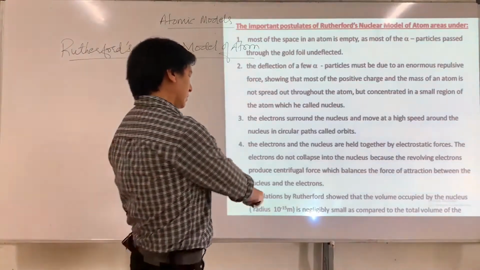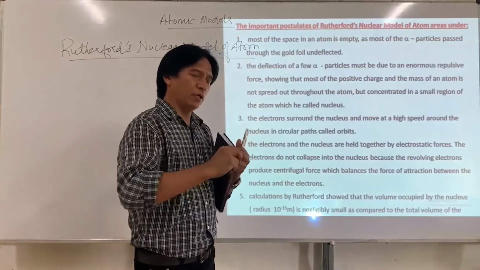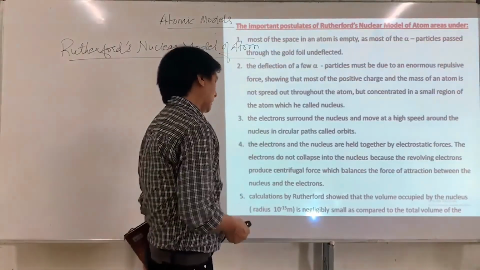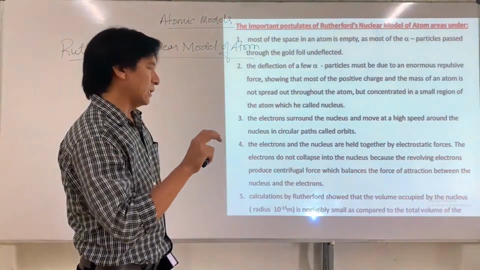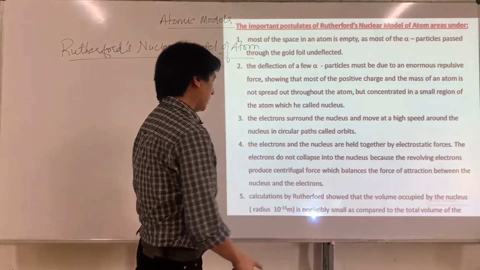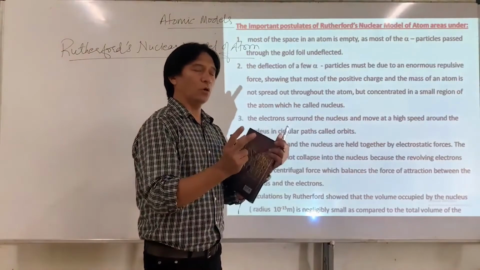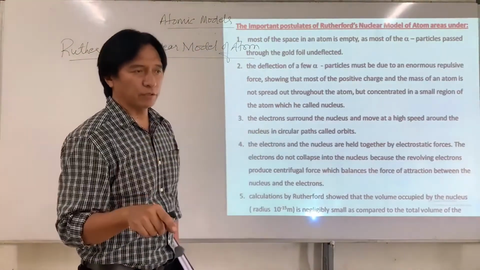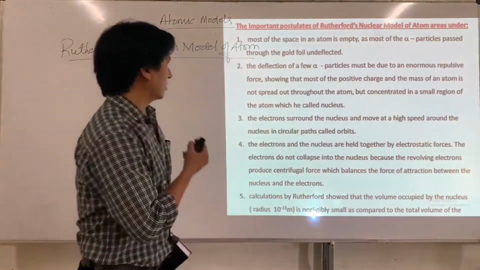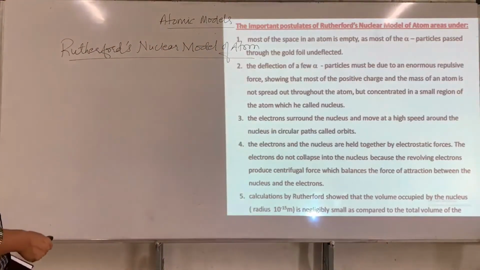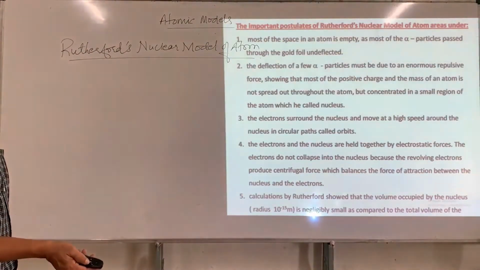Anyway, so the volume occupied by the nucleus is very small compared to the overall size of the atom. That's because the radius of the nucleus is 10 raised to the power -15 meters, compared to the size of the atom as a whole, which is 10 raised to the power -10 meters, which is much bigger. Okay, so this is all about the important postulates of Rutherford's nuclear model of atom.